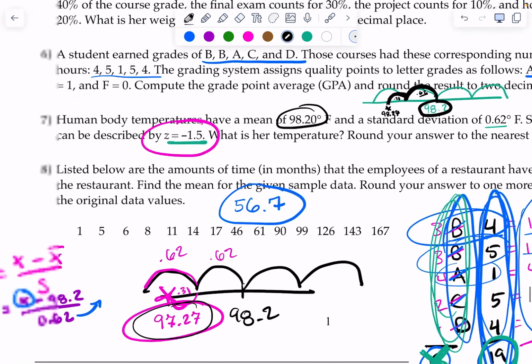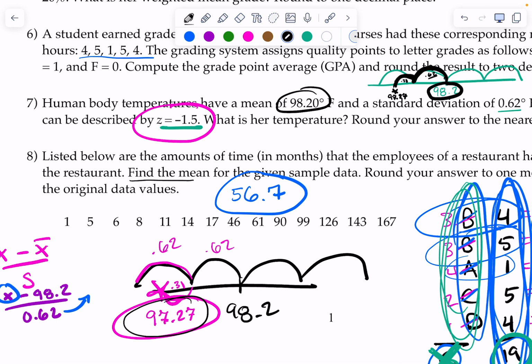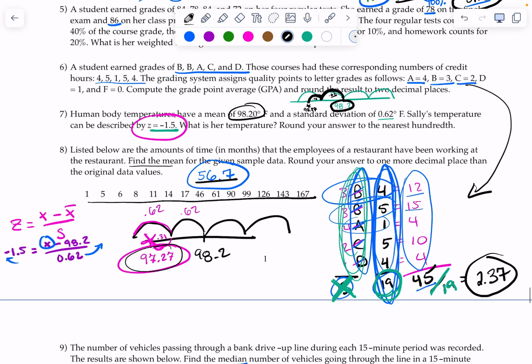And then the last one was pretty easy. Find the mean for this data set. You're just adding those up and dividing by the number of numbers. So 56.7 is what we got. Okay, that is the front side.